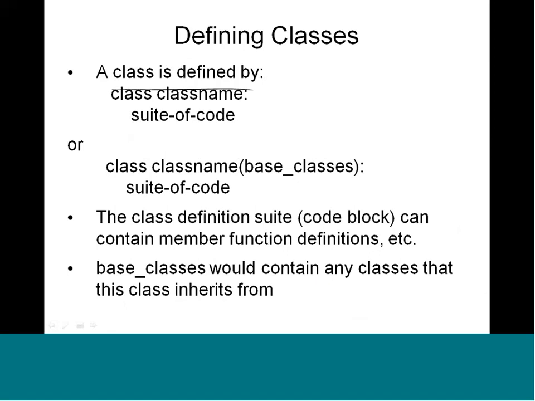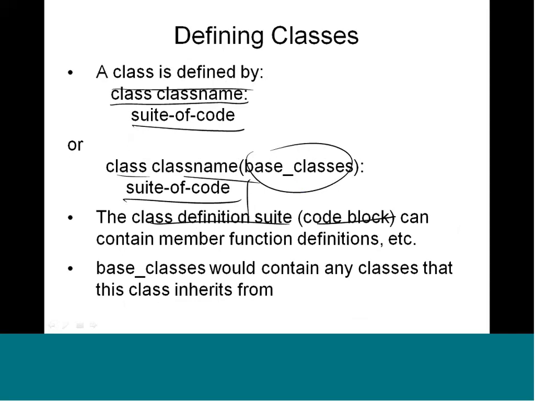Now, how do we define a class? A class is defined by two things. One is the class name and a suite of code, or you can also define it as a class name with the base classes and then a suite of code. The class definition suite or code block can contain member function definitions, so you can define all the member functions within this. What this means is that whenever you define data, it is restricted to these member functions and the member data.